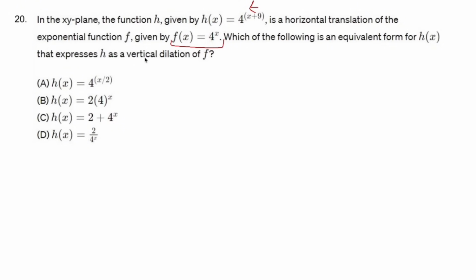That expresses h as a vertical dilation. All right, so a vertical dilation is not the same as a translation. So if you're thinking, oh, they want us to add or subtract, no. That's translation. When you do a vertical dilation, you take your f of x and you just multiply some number to it. Okay, so if our f of x is 4 to the x, you're just going to take a number, and it looks like they want us to use 2 here, and multiply 2 to it. So b is going to be our guy. Now, that's a vertical dilation.